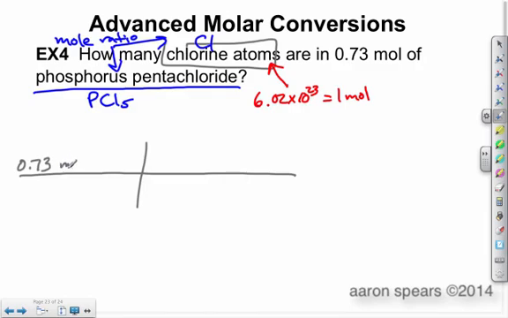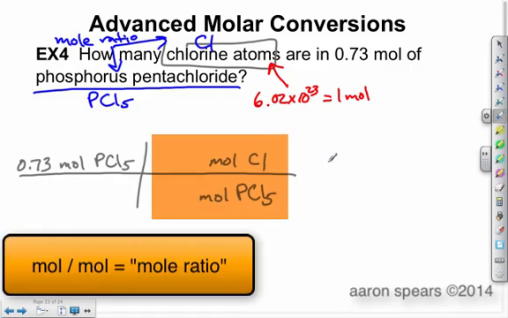So to get started, let's draw our picket fence, put our given in the upper left quadrant, 0.73 moles of phosphorus pentachloride. I'm going to put moles of phosphorus pentachloride down below so that they cancel out. And now before I can get to atoms of chlorine, I've got to first go to moles of chlorine. So now you'll see we have moles of one thing on top of moles of the other. This is a classic mole ratio. You'll see this a lot when we start talking about stoichiometry.